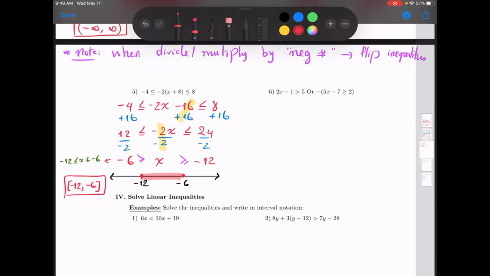Why don't you try number 6? Just if you get it wrong, that's fine. It's okay. I don't expect you to get it right because I haven't taught you, but I want you to try it out first. You know, get some critical thinking, get to work.